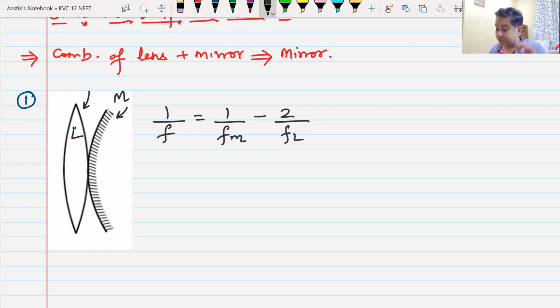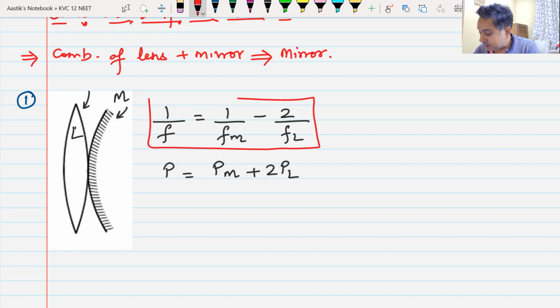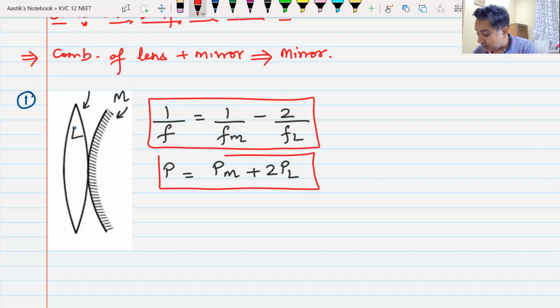If you write it in terms of power, it is very good. Power of this combination will be power of the mirror plus 2 times power of the lens. So if you write this formula in terms of power, this formula looks a lot better. There is no negative sign there, but if you write this formula in the form of the focal length, the formula has a negative sign. I hope you understand this. Yes or no? I'll give you a minute to note this down.